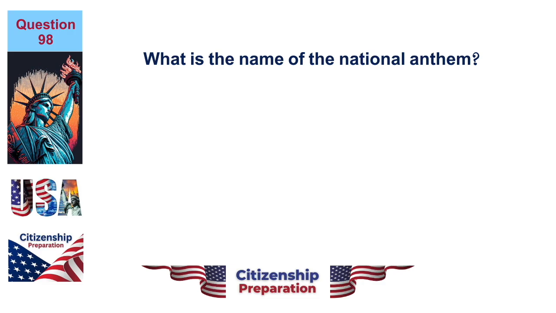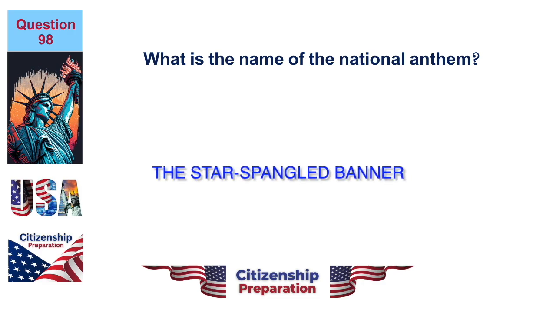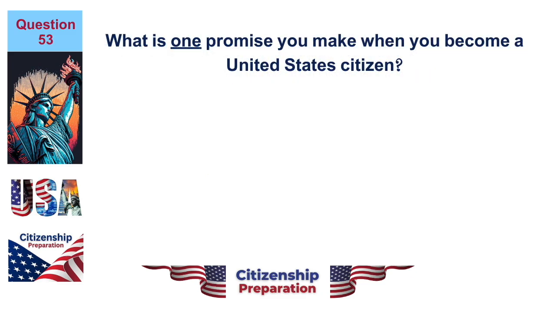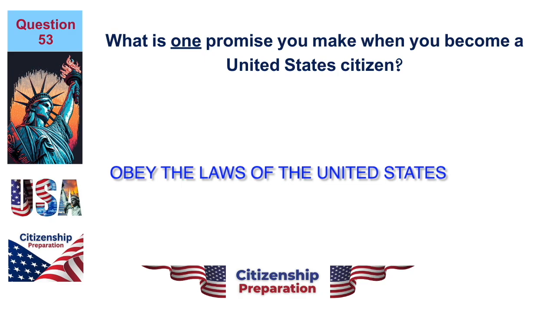What is the name of the national anthem? The Star-Spangled Banner. The Federalist Papers supported the passage of the U.S. Constitution. Name one of the writers. James Madison. What is one promise you make when you become a United States citizen? Obey the laws of the United States.